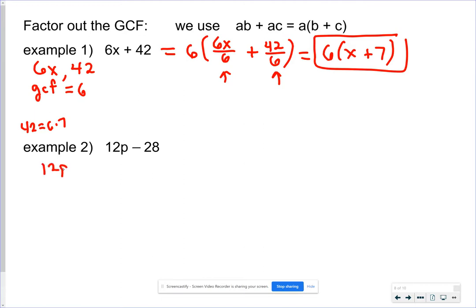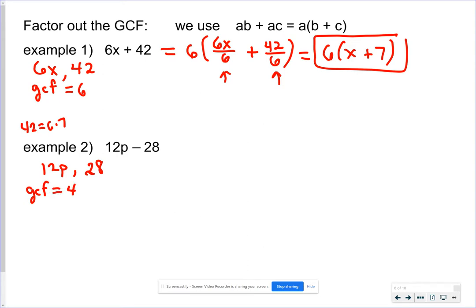Example number 2. We're going to take our two terms, 12p and 28, and find the GCF. So think about what the GCF is for those two. Well, 12 and 28 are both divisible by 4. Can we get more? 12 is 4 times 3, 28 is 4 times 7. Nope. Most I can get is a 4. I can't get a p because the first term has a p, the second one does not. So the greatest common factor is a 4.